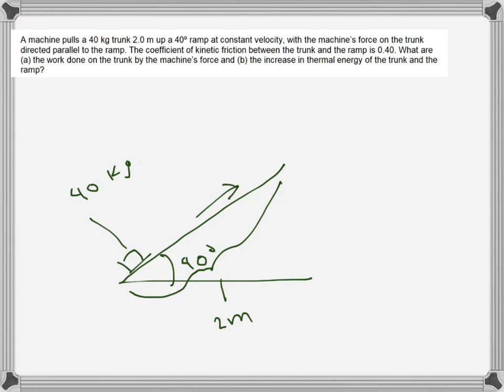The coefficient of kinetic friction between the trunk and the ramp is 0.4. So the first part is the work done on the trunk by the machine's force.